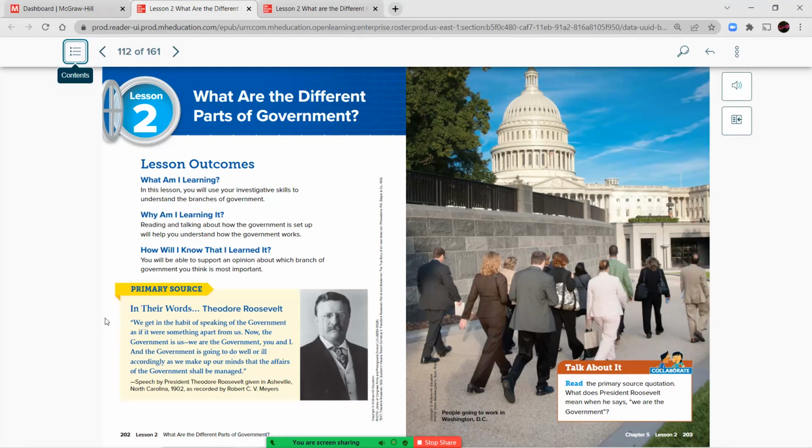In their words, Theodore Roosevelt. We get in the habit of speaking of the government as if it were something apart from us. Now, the government is us. We are the government, you and I, and the government is going to do well or ill accordingly as we make up our minds that the affairs of the government shall be managed. So this was part of his speech that he gave in North Carolina in 1902.